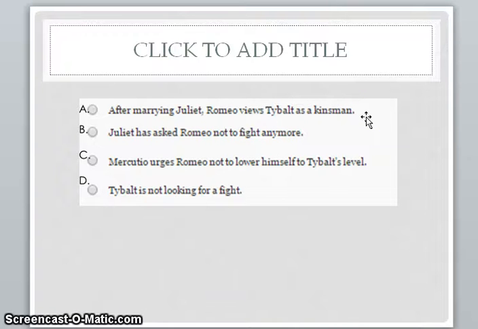Okay, so consider what has happened prior, and here are the answer choices. A, after marrying Juliet, Romeo views Tybalt as a kinsman or a family member. B, Juliet has asked Romeo not to fight anymore. C, Mercutio urges Romeo not to lower himself to Tybalt's level. Or D, Tybalt is not looking for a fight. What's your answer?